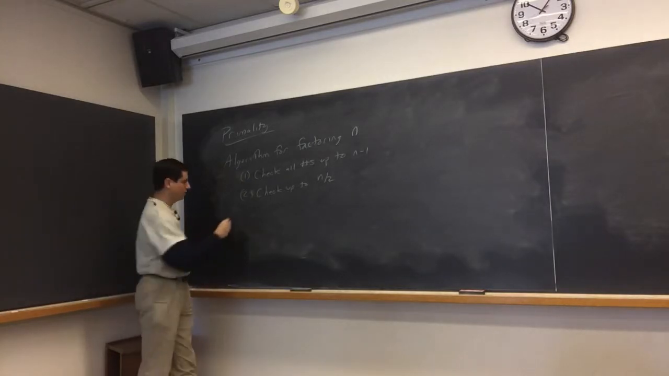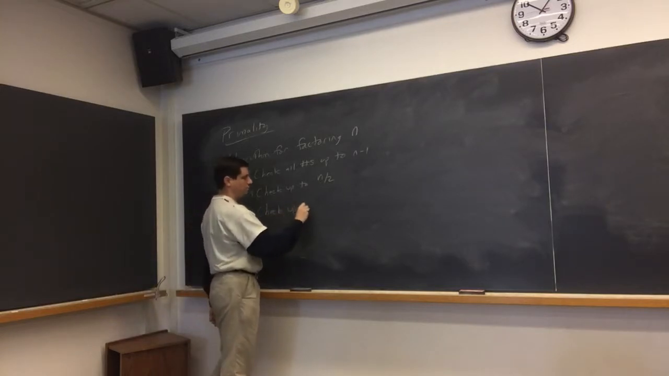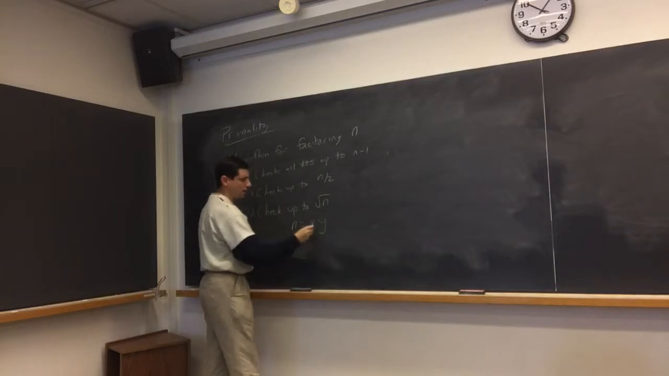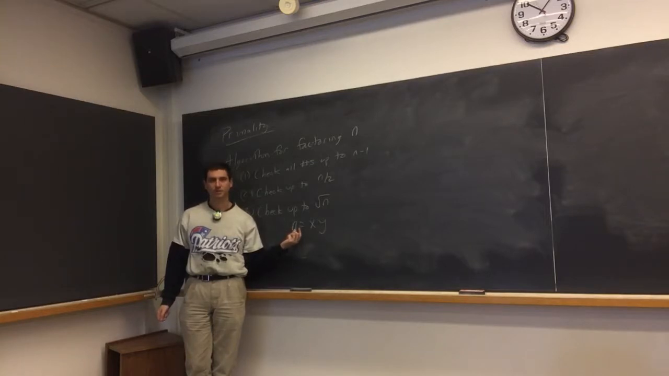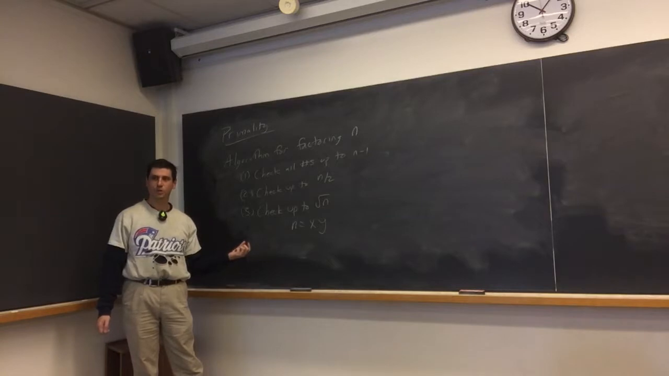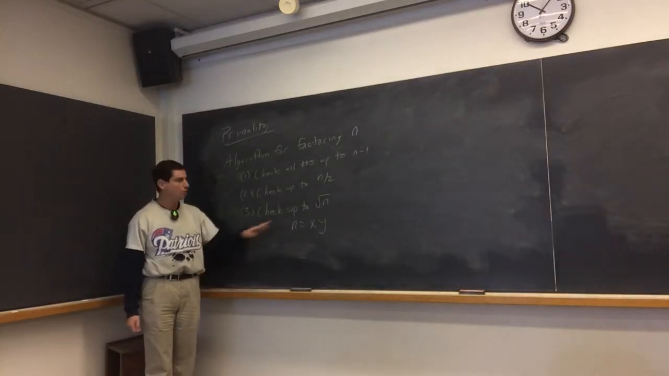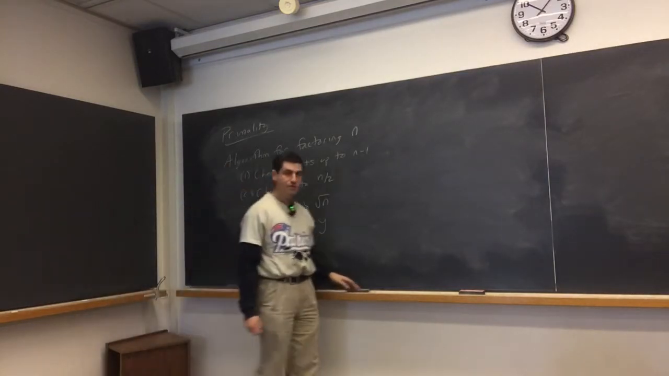Square root of n? Square root. So check up to square root of n. Because if n equals x times y, if both numbers were greater than square root of n, their product would be greater than n. So at least one of x or y has to be less than or equal to square root of n. Let's find the smaller factor. So we only have to go up to square root of n. So the question is, is this good enough?